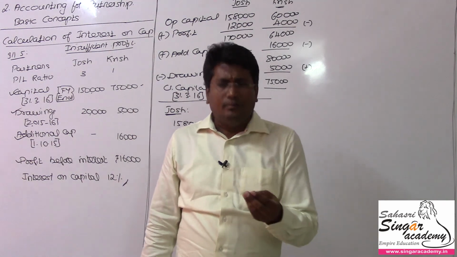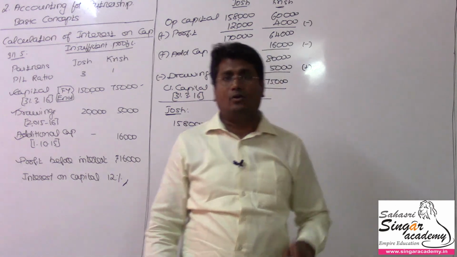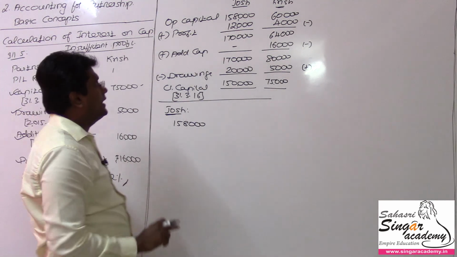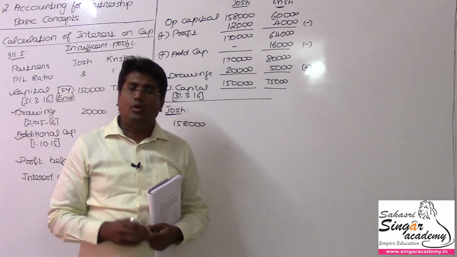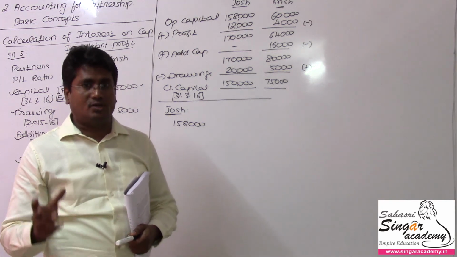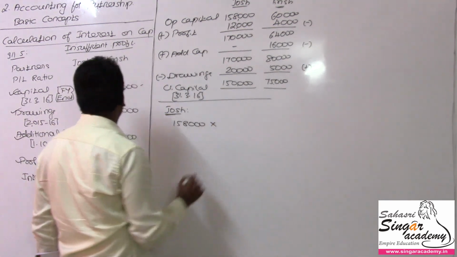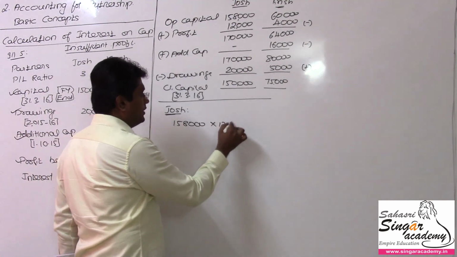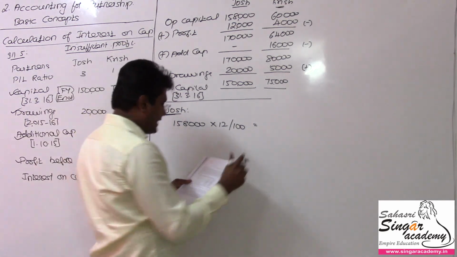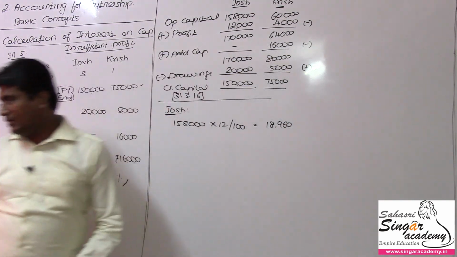Drawings against the profit may not carry any interest unless specifically stated. It is not going to be adjusted in the capital account. So here only the capital and additional capital will attract interest. Here 1,58,000 rupees was invested by Jose. There is no further investment by Jose, so you need not calculate the interest subsequently. You can calculate interest only on the original value: 1,58,000 rupees at a rate of interest of 12% for the full year. The value will be 18,960. I will depend on the calculator.